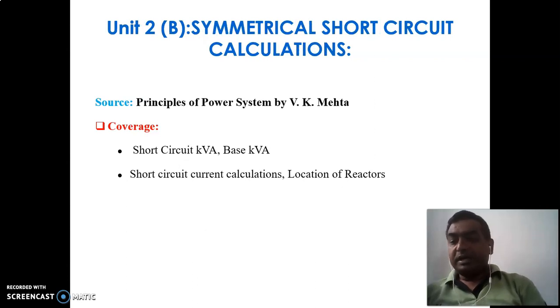Unit 2 part B deals with symmetrical short circuit calculations. Now, since these calculations will help you out in minimizing size and rating of various protective devices used in electrical power system, the per unit calculations are basically used here.